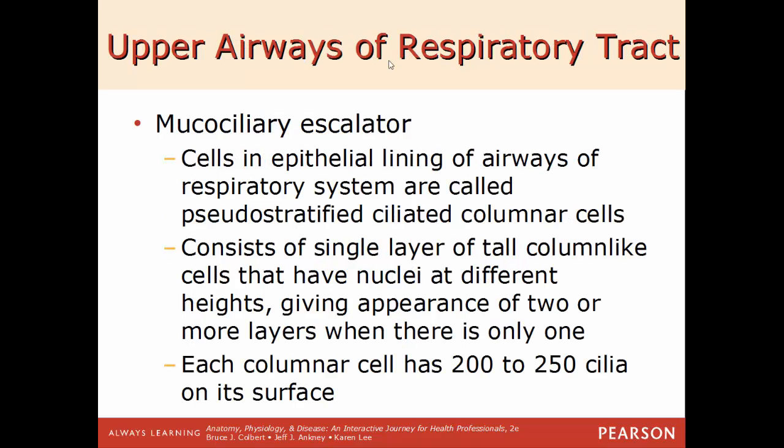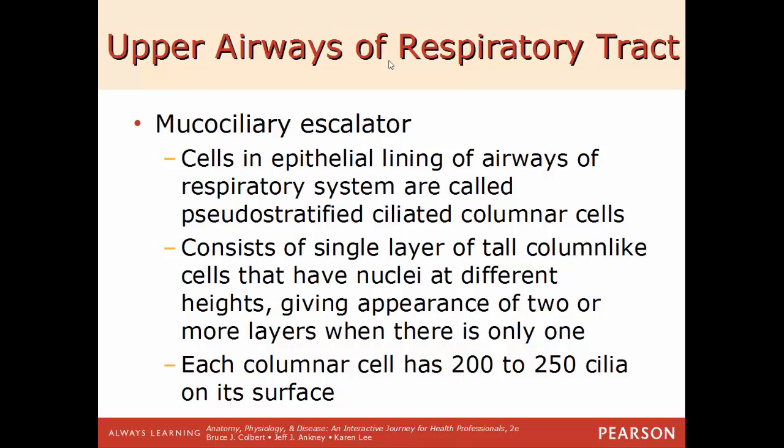Now we'll talk about the mucociliary escalator. The cells in the epithelial lining of the airways of the respiratory system are called pseudostratified ciliated columnar cells. These are a single layer of tall column-like cells that have nuclei at different heights. That's why they're called pseudostratified. At first glance they may look stratified, or like they have multiple layers, but they're not. They're cells of different sizes.